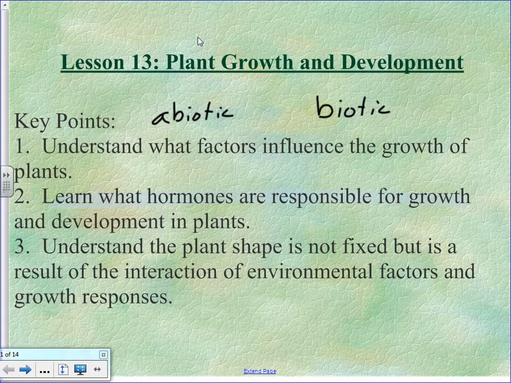Okay, we're going to learn what hormones are responsible for growth and development in plants, and understand that plant shape is not fixed, but it is a result of environmental factors and growth responses. So plants make hormones, right? They're just different than ours.